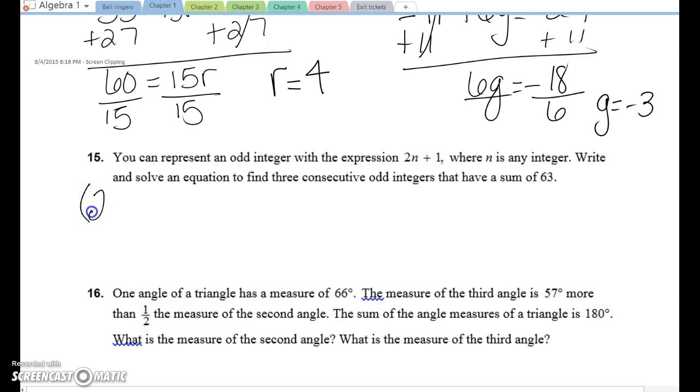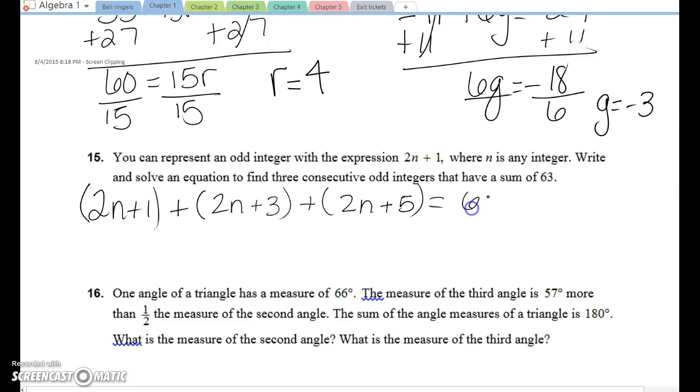So my first number is going to be 2n plus 1, because that's what they said. So my first number will be 2n plus 1 for any n. That will give me an odd number. To get the next odd number, I need to add 3 to the next number, so it will be 2n plus 3. And then next will be 2n plus 5. Now I did not expect you to get that on your own. And that equals 63.